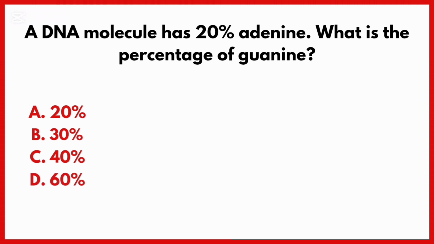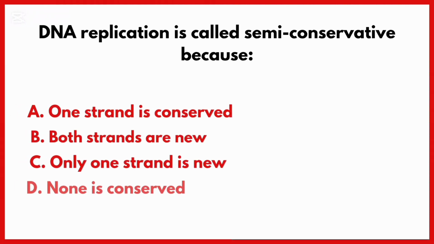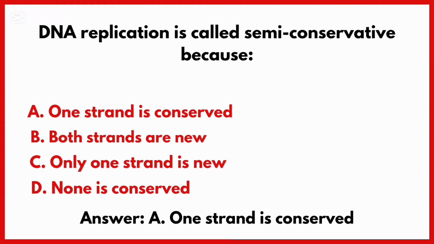A DNA molecule has 20% adenine. What is the percentage of guanine? Correct answer is option B. 30% guanine. DNA replication is called semi-conservative because. Correct answer is option A. Because one strand is conserved.